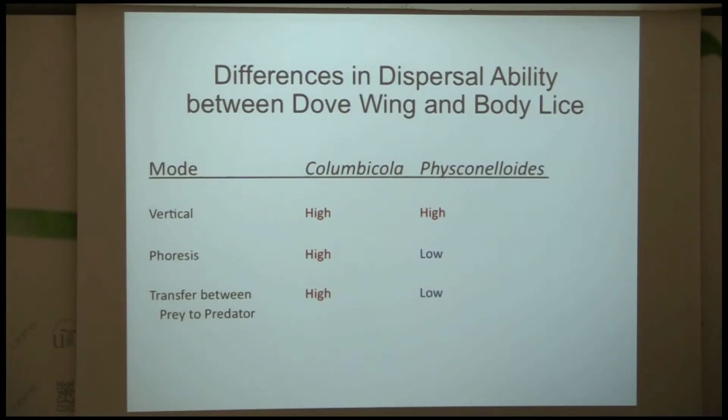If we compare published observations from ecology and experiments, we can compare the dispersal ability of wing lice, Columbicola, and body lice, Physconelloidia. In both cases, vertical transmission is very high. So when the chicks start to develop feathers, lice will quickly move to the chicks in the nest. There are lots of records of phoresis or attachment to hippoboscid flies for Columbicola wing lice, but almost no records for body lice, and there have been experiments to show this is the case as well. And there are also several records of wing lice from doves on the Galapagos hawk, a predator of doves on the Galapagos Islands, but no cases of body lice on these hawks. So wing lice seem to have a better dispersal capability.